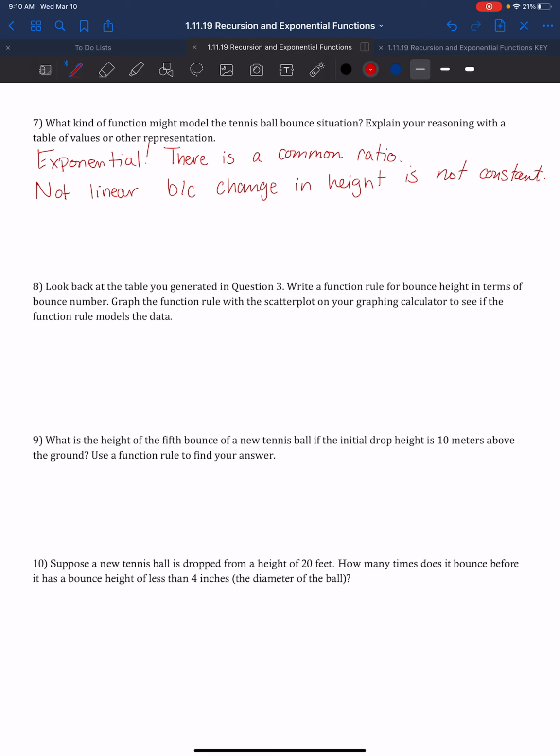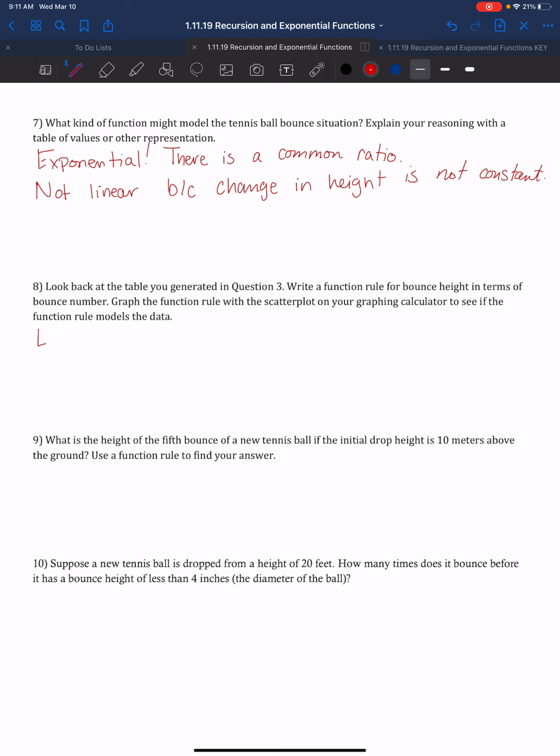And now number 8 says, look back at the table you generated in question 3. Write a function rule for bounce height in terms of bounce number, and graph the function rule with a scatter plot on your graphing calculator to see if the function rule models the data. So if I'm trying to write a function, more specifically a function rule, I need to look at, okay, what type of variables do I have?